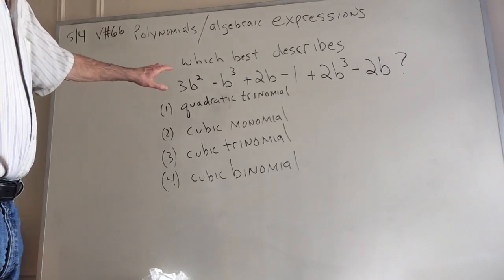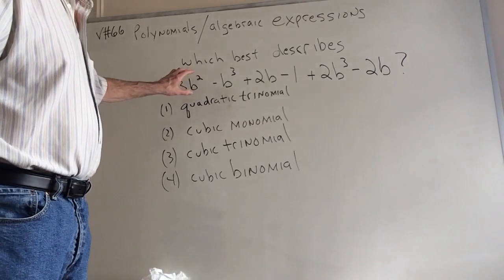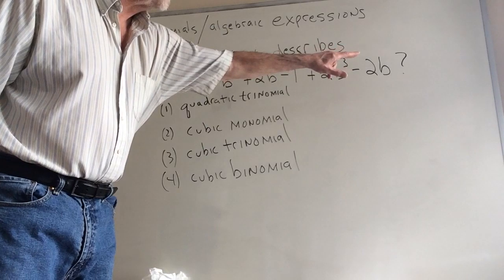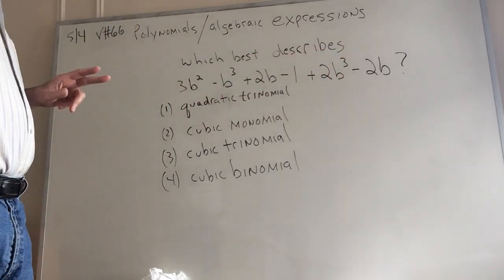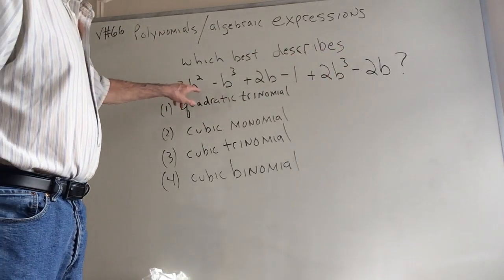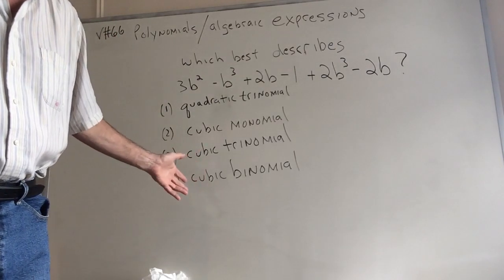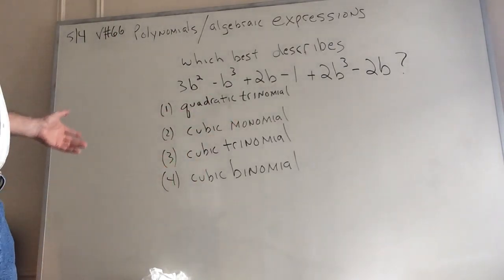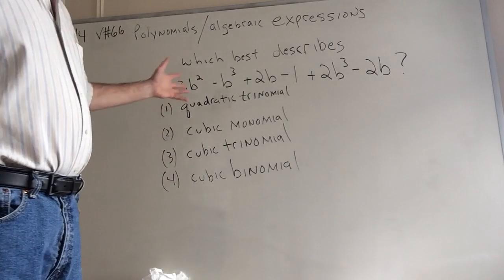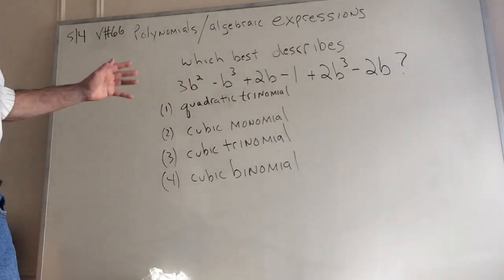So it says, which describes, and we see this polynomial. It's obviously an algebraic expression. It doesn't equal anything, and there's only one variable here. They're calling it b. I told you to get used to that. I'll help you get used to it. They're either like terms or they're not. We'll have to put everything together.